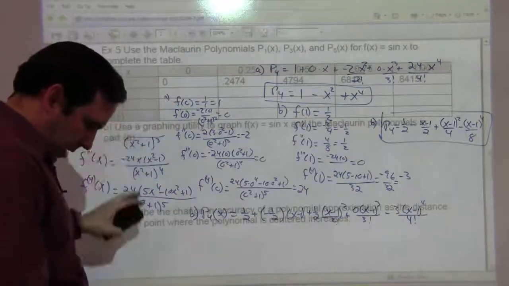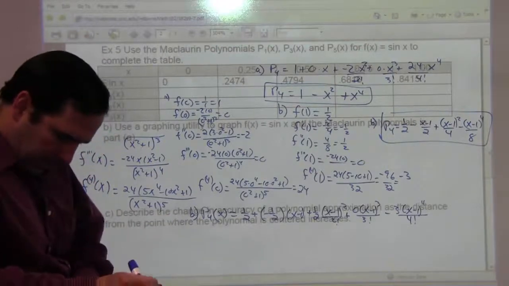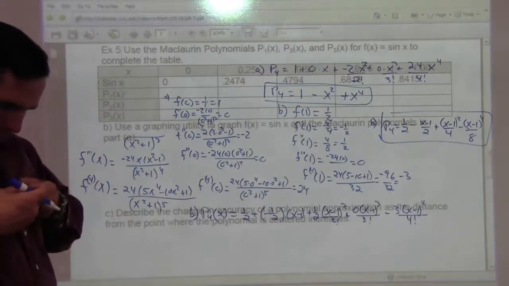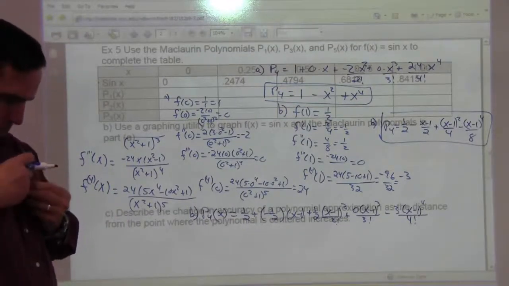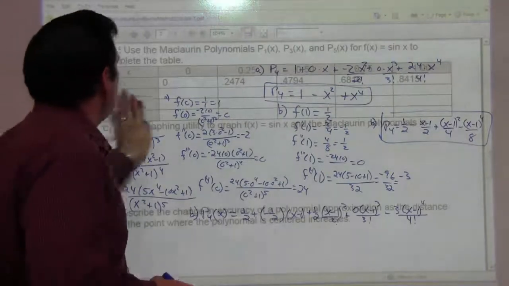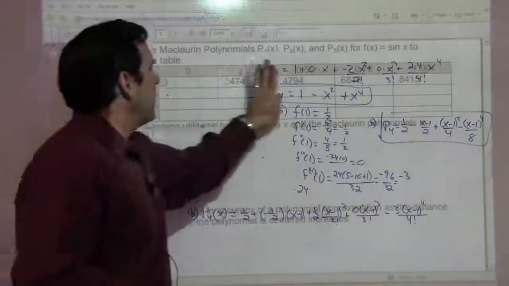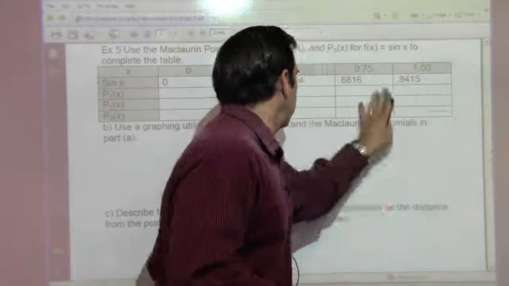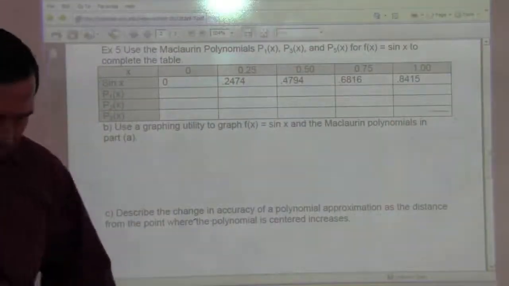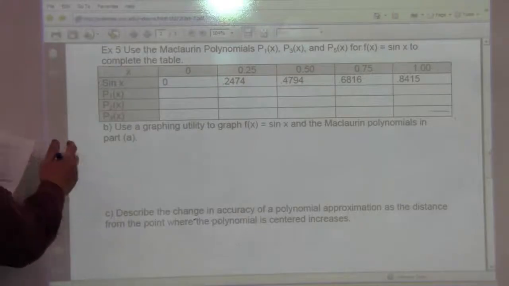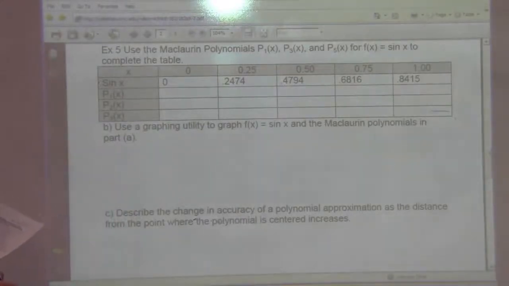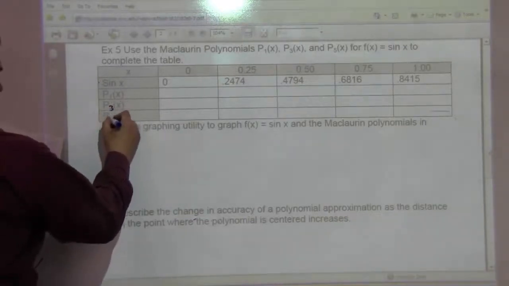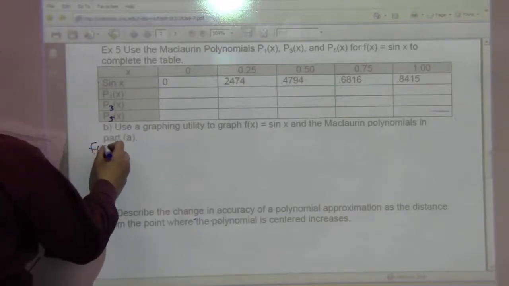Okay, on example 5, I'm not having success with technology today. It says use the Maclaurin polynomials P1 of x, P3 of x, and P5 of x for f of x equals sine x to complete the table. Okay, so let's just go through here. Use a graphing utility to, we're not going to graph it. Okay, this is P3 and P5. So our f of x would be sine x.